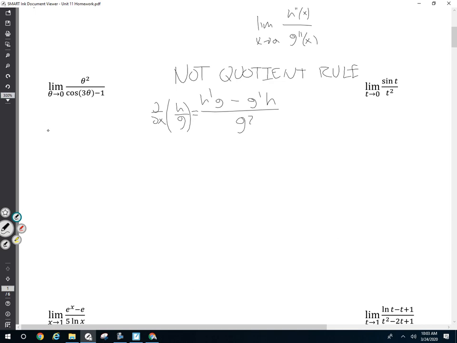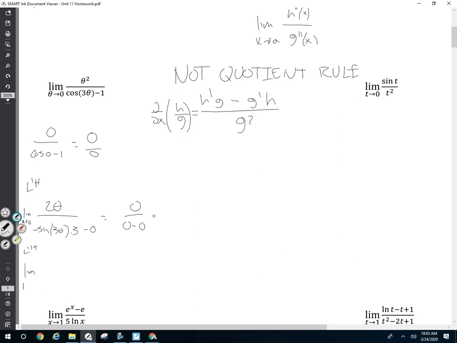For example, if I plug in 0 here, I get 0 squared, which is 0. I got cosine of 0 minus 1. That's going to be 0 over 0. So I'm going to use L'Hopital's rule. Take the derivative, I get 2 theta over, this will end up being negative sine 3 theta times 3 minus 0. The derivative of 1 is 0. I find this limit as theta approaches 0. I plug in 0, I get 0 over, okay, hold on a second. I get 0 minus 0. This is 0 over 0 again. Don't worry, use L'Hopital's again.